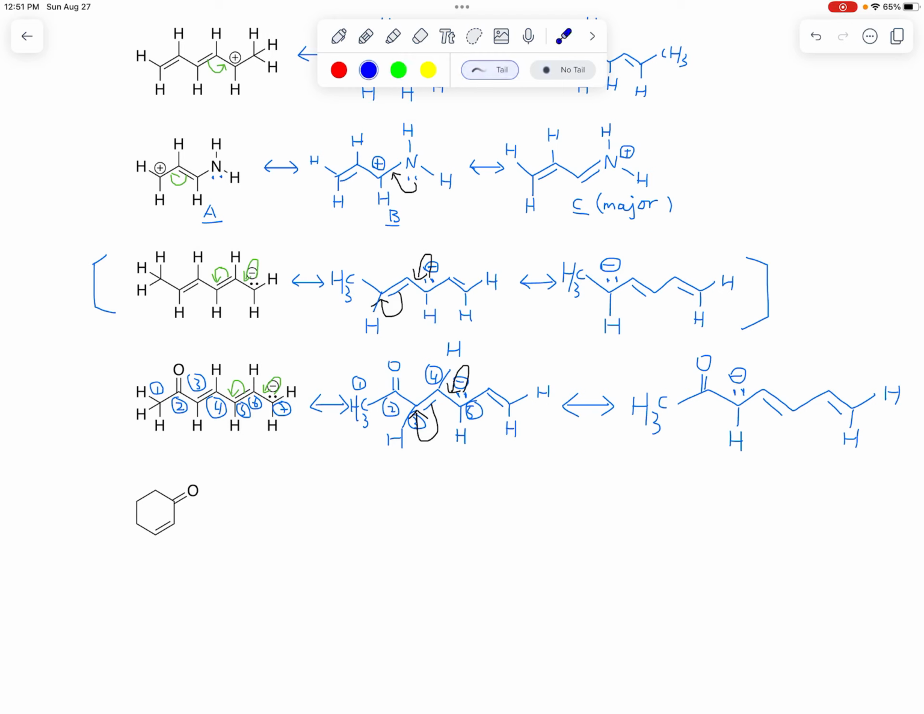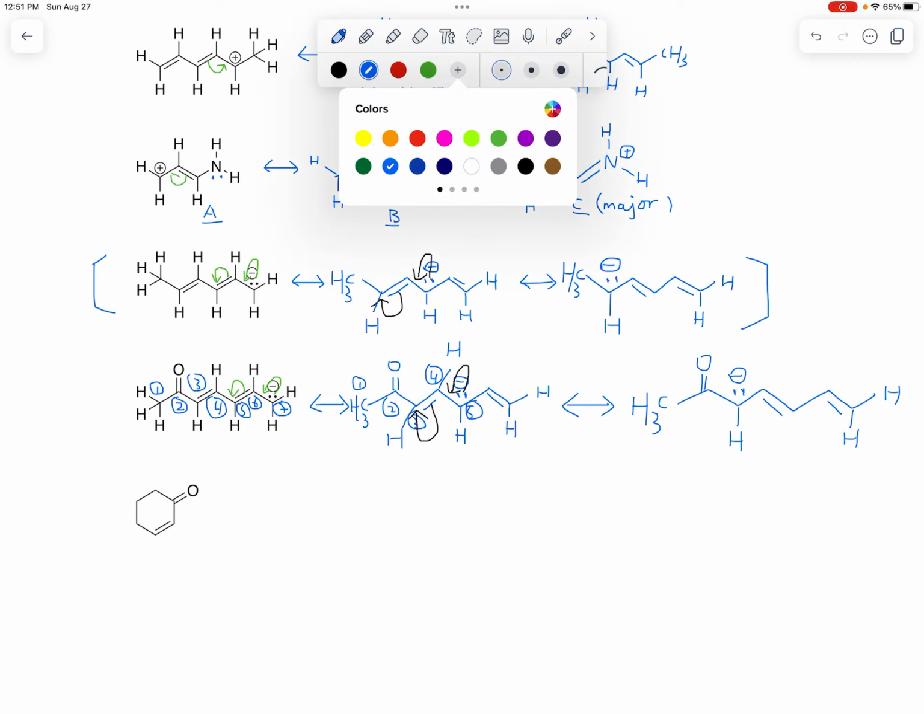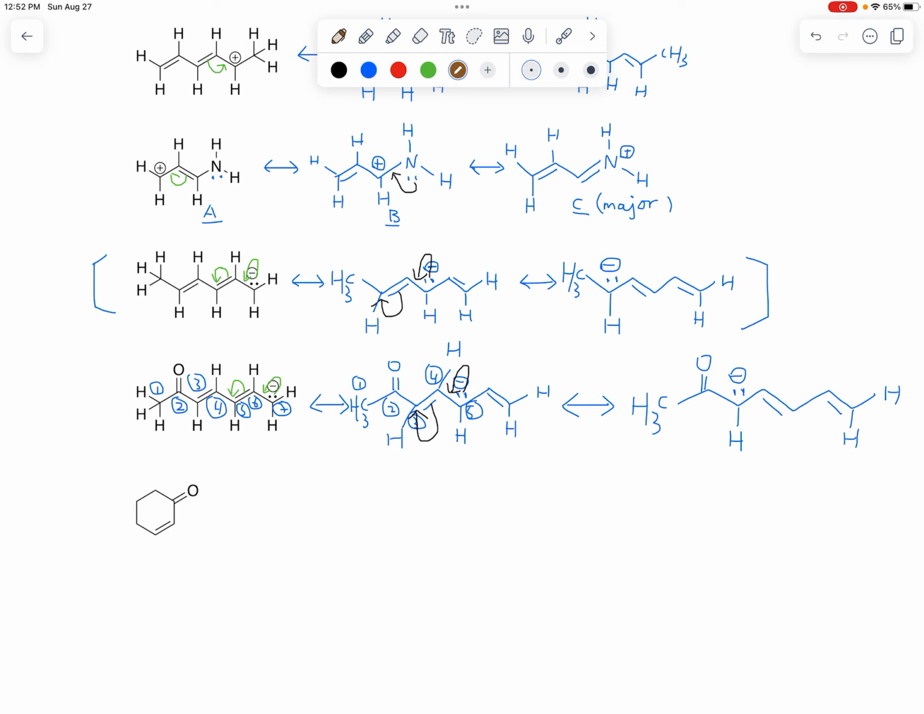Okay, so next I'm gonna, let's see if I have any other color to use. Do I not have other colors to use? Oh, here we are. Maybe I'll use a brown.